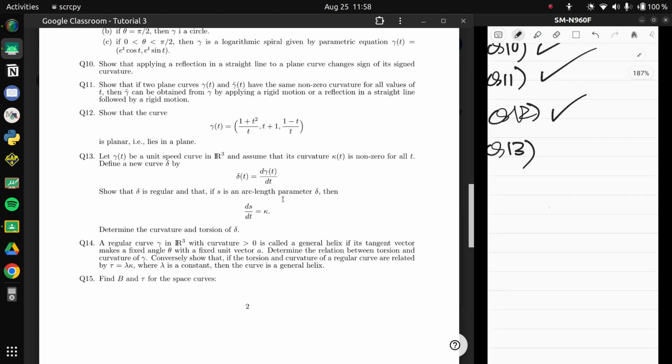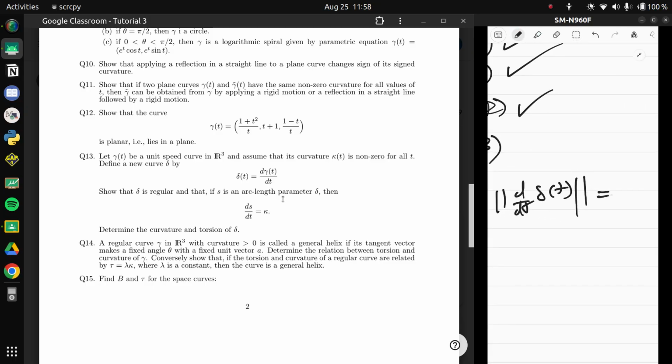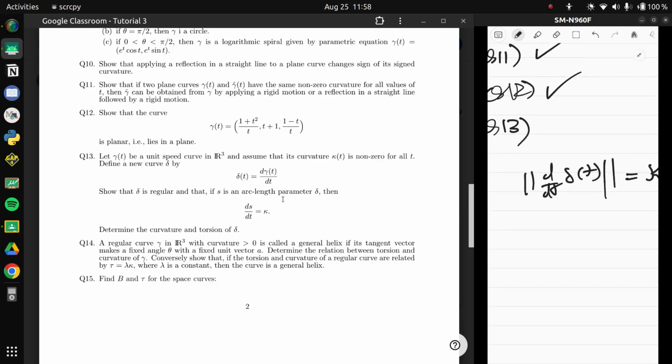It would be just the same thing as the magnitude of d by dt of delta of t, right? Because your d delta has the same magnitude as ds, right? So what you want to show is that this would just be equal to kappa, which is kind of obvious, don't you think? I mean, I don't know. So this is kind of obvious, yeah.